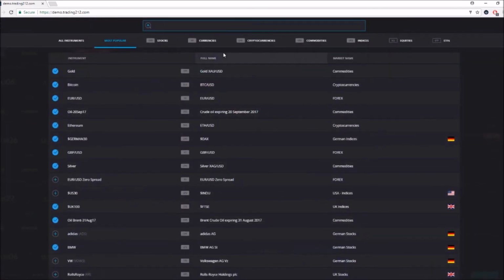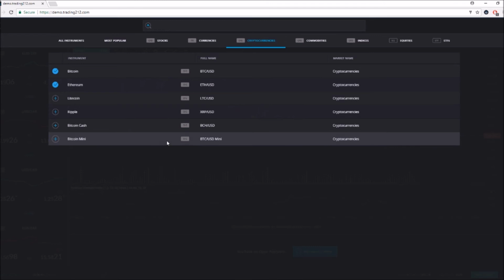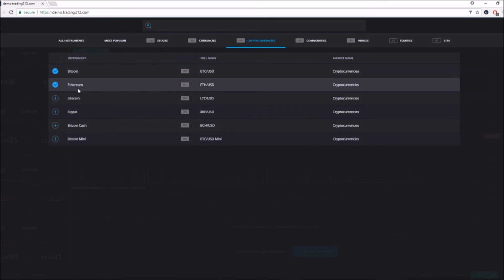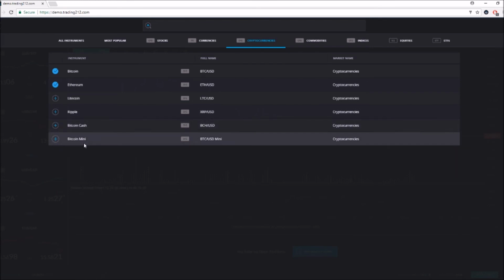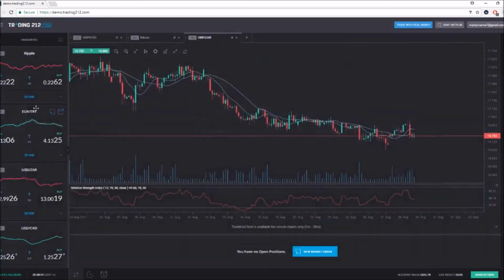This is what I was going to say. Trade 212 has had a bit of an update right here. You can see this is crazy stuff. They added a proper section. So we have our stocks, our CFDs, our Forex currencies, our cryptocurrencies. Oh wow, I didn't actually see these. We obviously have Bitcoin, Ethereum and Litecoin, but we actually have Ripple, Bitcoin Cash, and Bitcoin Mini. Let's look at Ripple.